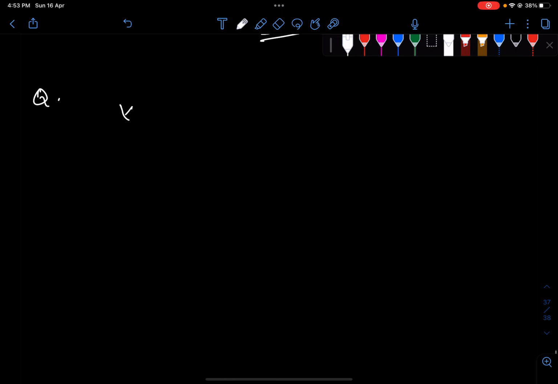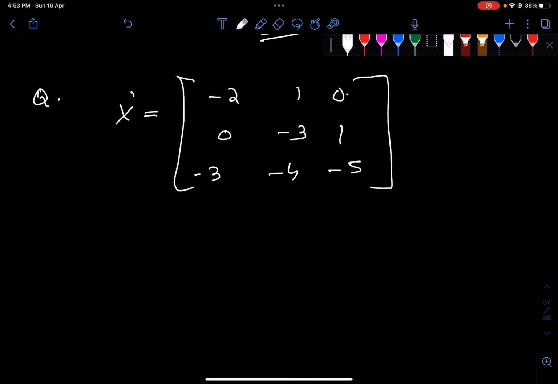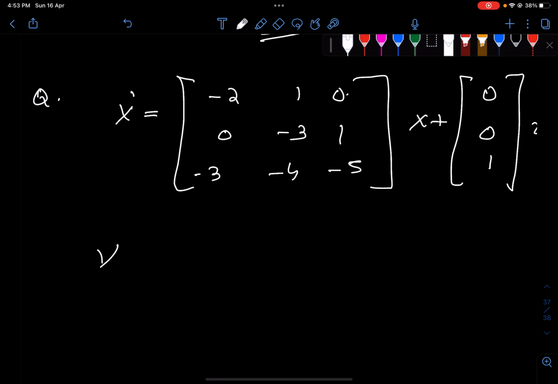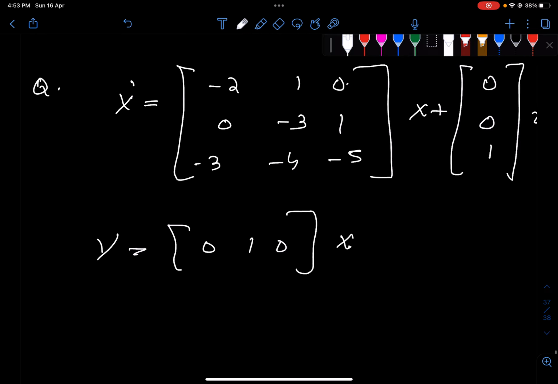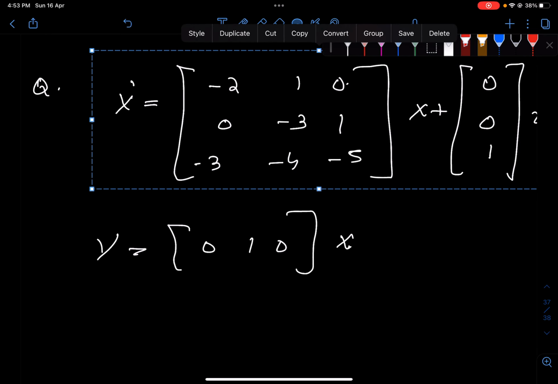So the next question is given as x dot is equal to minus 2 1 0, 0 minus 3 1, minus 3 minus 4 minus 5 times x plus 0 0 1 times r, and y is given as 0 1 0 times x. Construct a signal flow diagram from this state space. So from state space we have to go to signal flow diagram. That's our aim. I told you initially, it's a very easy concept. So you copy this down.